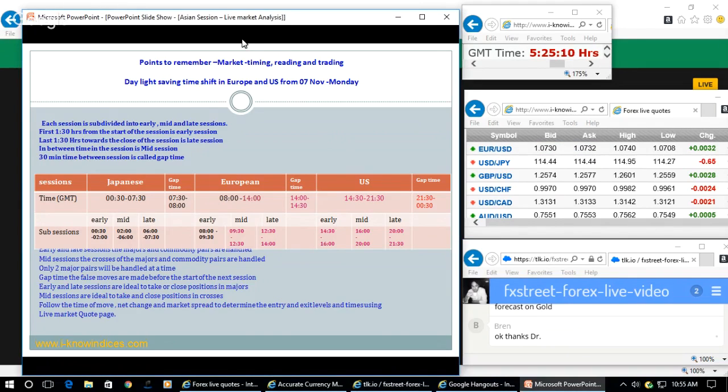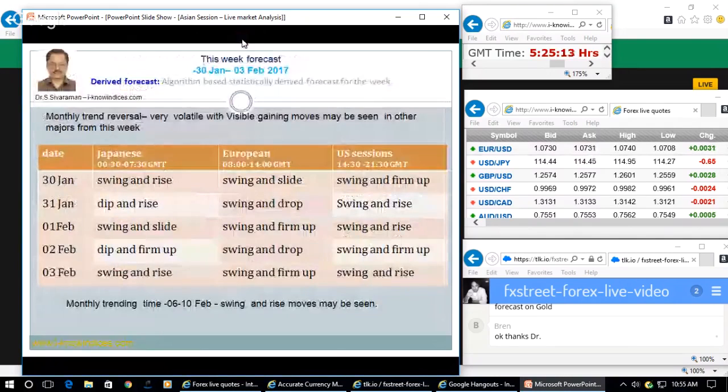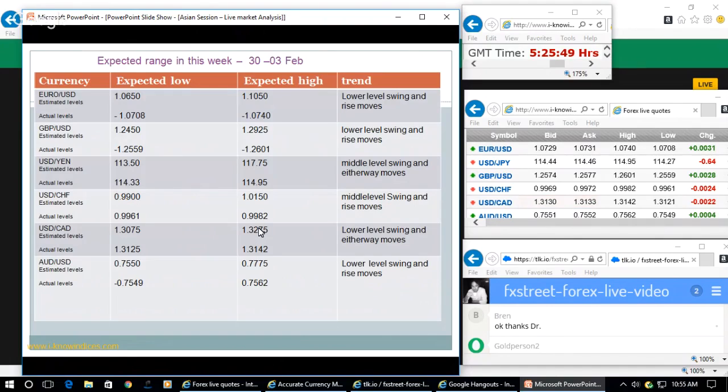Let me just show the forecast again. These are all the expected market moves for this week, and the session-wise forecast is given. The session timings are also given, and it is available in recorded form on FX Street, so you can refer to it from time to time. Otherwise, you can just take a screen print of the slides and make use of it for your reference for the week. This is the range in which they are expected to make the swings this week.